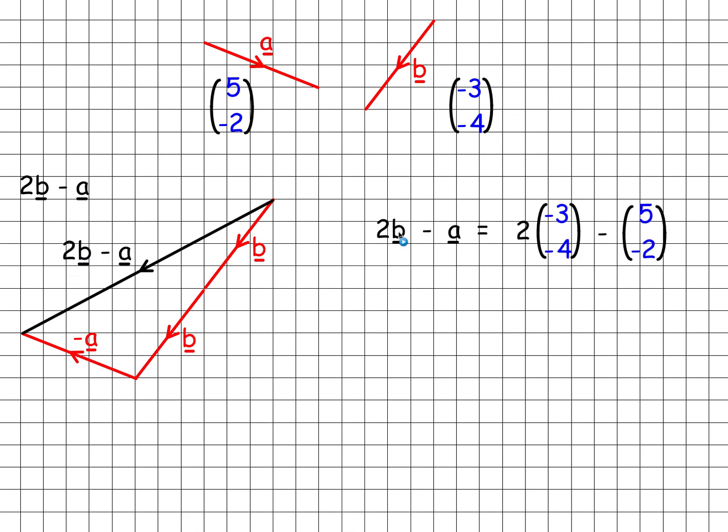We'll check it by components. There's 2 times b. That gives you negative 6, negative 8. And then it's subtract off a here. Negative 6 minus 5, negative 8 subtract negative 2. So negative 6 minus 5 is negative 11 on the top. Negative 8 subtract negative 2 is negative 8 add 2, negative 6. So negative 11, negative 6. Check it here. That's taking it along here, 11 to the left and 6 down. So that's it, negative 11, negative 6 to go from one end of this line to the other. So that's by diagram, head to tail addition, and that's by components.